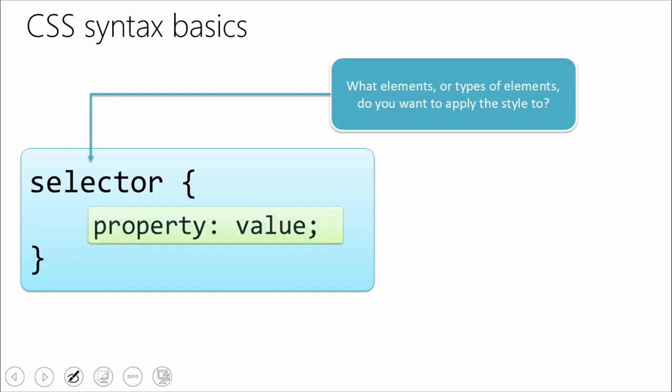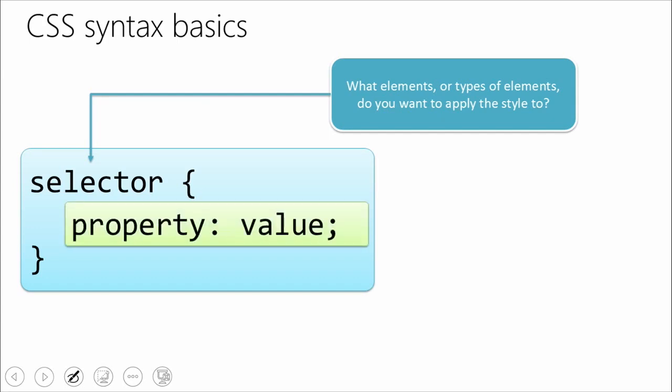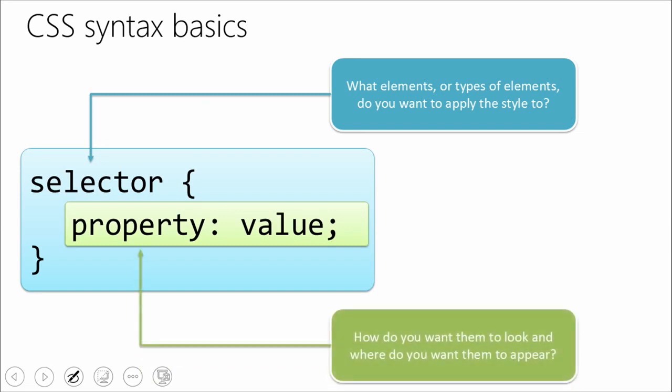Then it's going to be what property do we want to set and to what value do we want to set it? So now that we figured out, okay, this is what we want to focus our attention on, this is what we want to manipulate, the next question becomes, what do we want to manipulate on that? Exactly how do we want to make that look? Do we want to move it somewhere else?